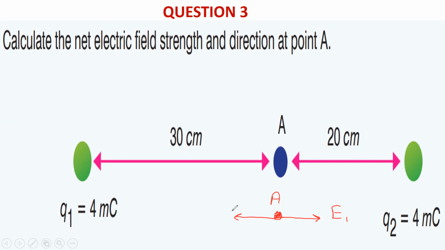So E2 is this way. Why? Because this is also positive and repel. If it is pushing, just think, Q2 is pushing A. If it is pushing, of course, it's going to go to the left. So this is our E2.